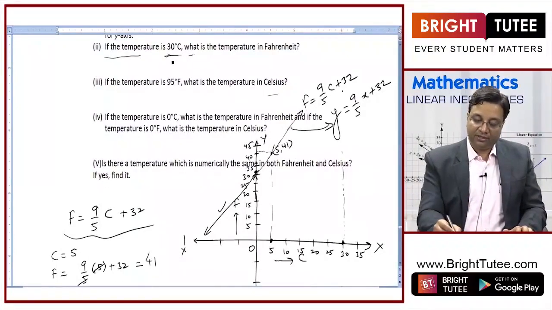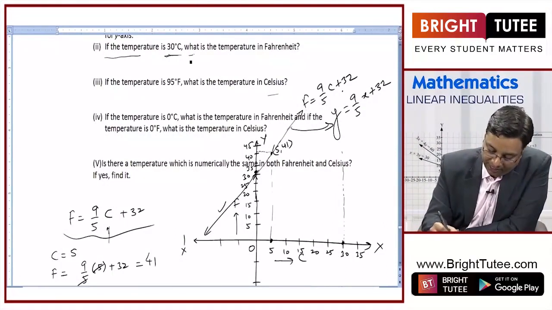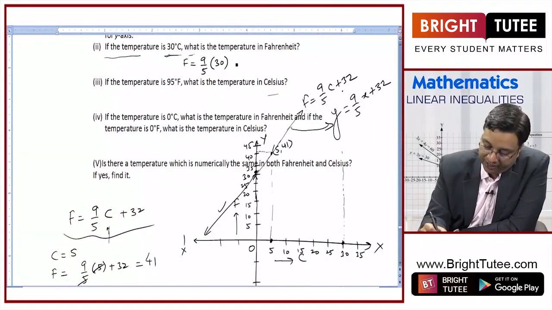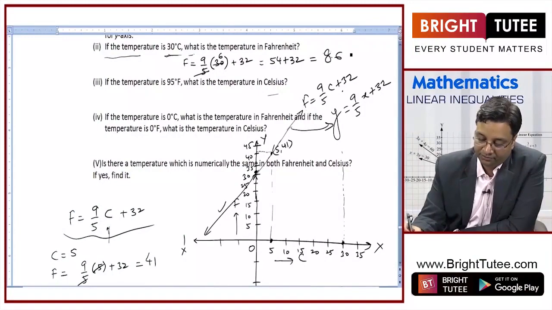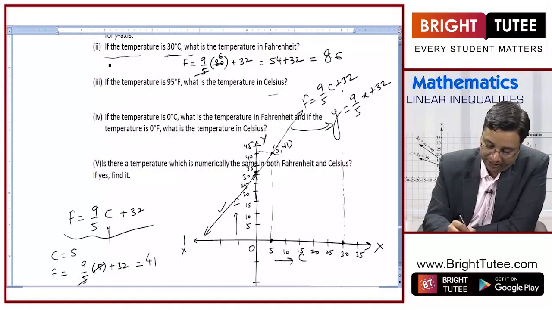Okay, so the easier one here is to put C equal to 30 and see what will be value of F. So F I know is 9 by 5 into C, I put C equal to 30, plus 32, right? So 5 6s are 30, 9 6s are 54, 54 plus 32 will be equal to 86. So 30 degrees Celsius is equal to 86 Fahrenheit, right?